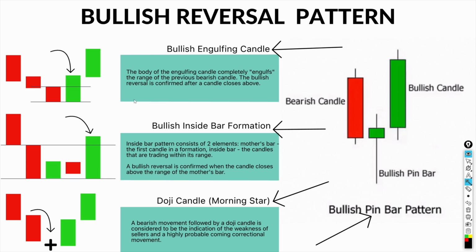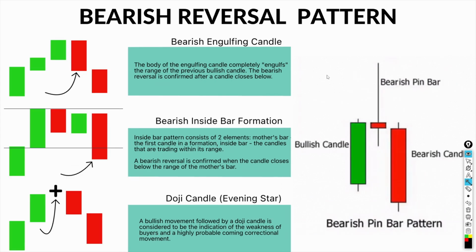These are the bullish reversal patterns, which means that if the price is moving in the downward direction, you will look for these kinds of patterns to place a reversal trade in the upside direction. Similarly, these are bearish reversal patterns: bearish engulfing candle, inside bar formation, evening star and pin bar pattern. You will use these kinds of patterns to place a reversal trade in the downward direction when the price is moving aggressively in the upside direction.